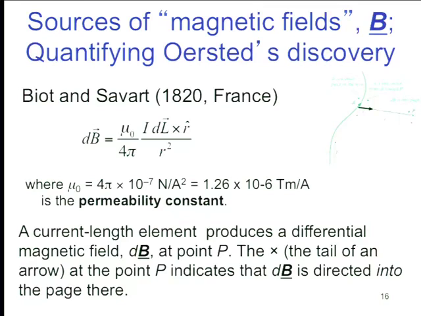I don't know what notation I use. Did I call this A and that B? This is the force of A on B. I don't remember what I used. But in any case, when the currents are going in opposite senses, the force is repulsive. And this is the explanation why.